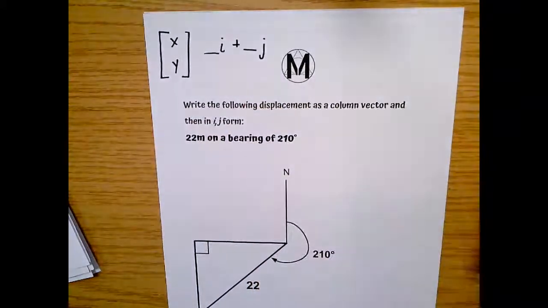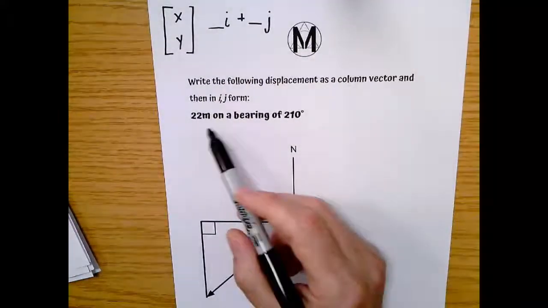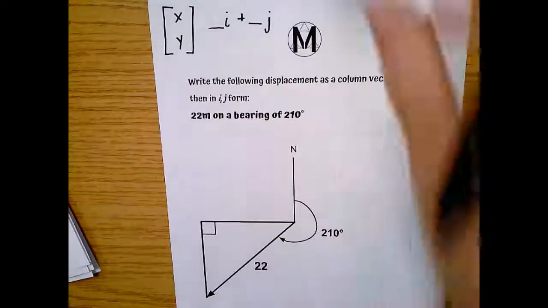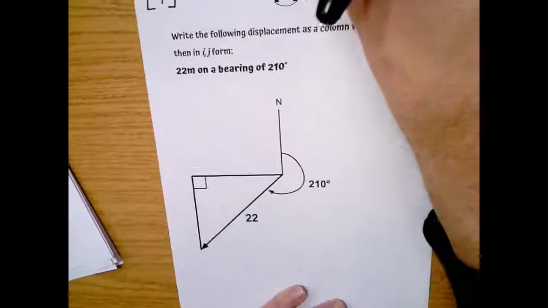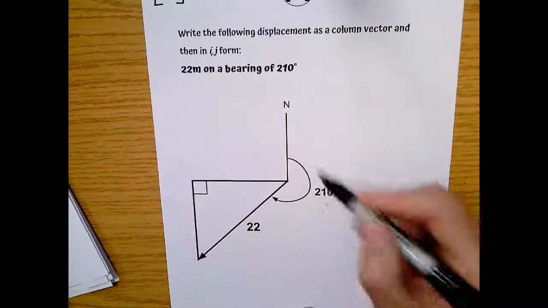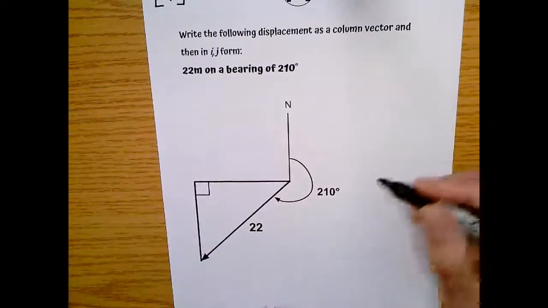Okay? So going here, it says it's 22 meters on a bearing of 210 degrees. So this is the 22 meters coming down. Let me just scoot down for you guys a little bit. Okay, and the 210 degrees. So let's start with the 210 degrees and really see what this is telling us.